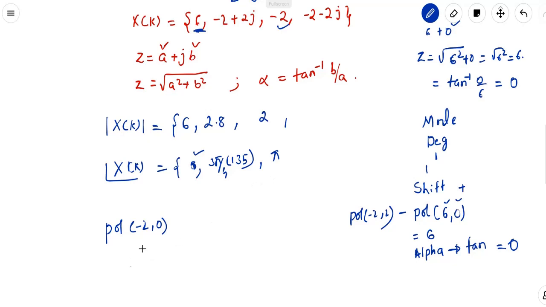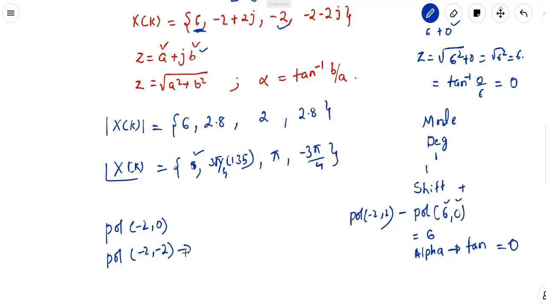Okay, so for the next value you have to substitute pole, or you can use the formula also. It is very easy to use this formula also. I'm going to show one more value with that also if you want. So pole, it is -2 comma -2. If you substitute this and check it in the calculator, you are going to get the last value as 2.8, and the angle again as -135. So -135 means this will be -3 pi by 4. Okay, so these are the values here.